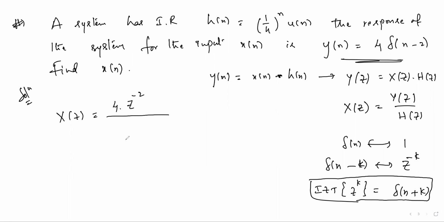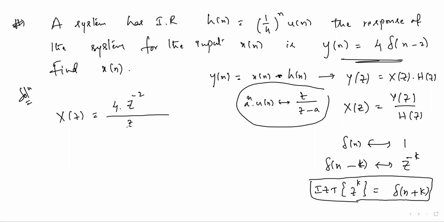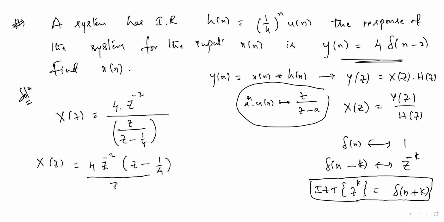And what is H of z? The z transform of h of n, the impulse response. It is in the form a to the power n u of n, that is nothing but z upon z minus a. So this is z upon z minus 1 by 4. X of z we can simplify: 4 z raised to minus 2 into z minus 1 by 4, divided by z.